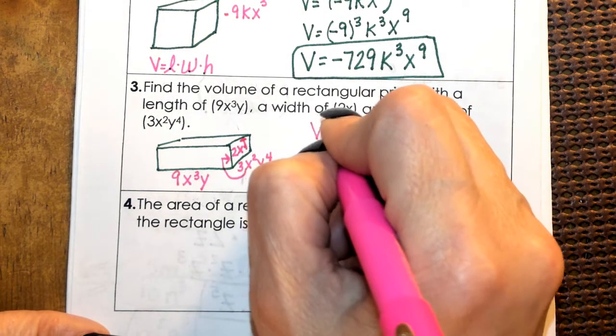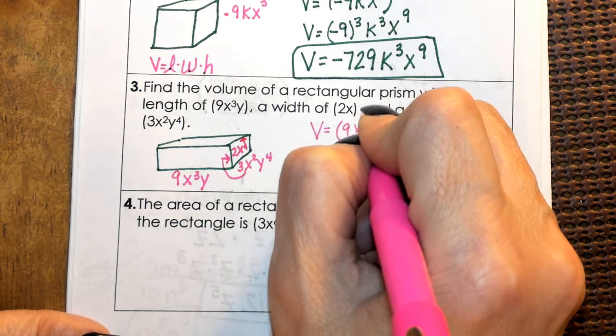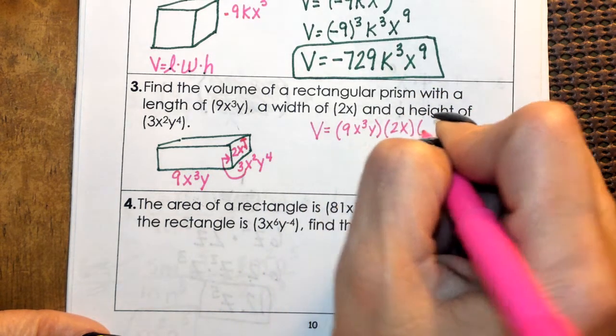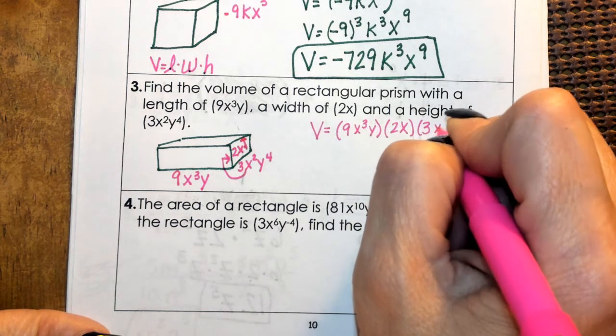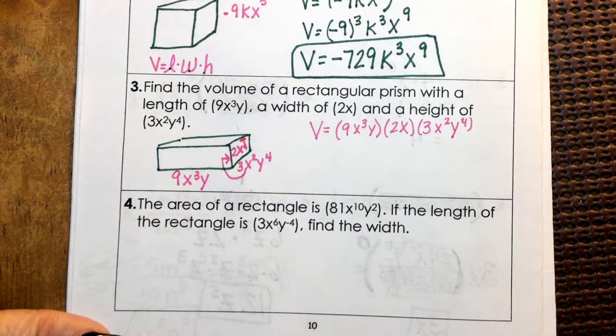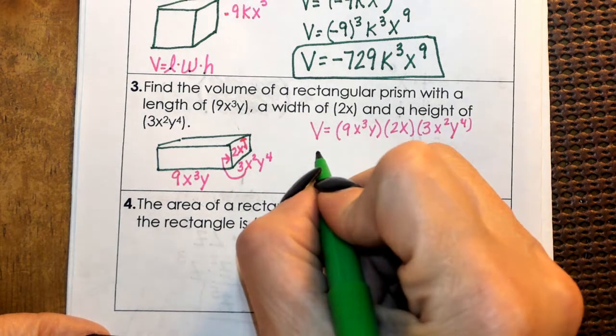So the volume equals 9x cubed y times 2x times 3x squared y to the 4th. All right, pause your video, see if you can work it. Okay, so hopefully you paused, and here we go.